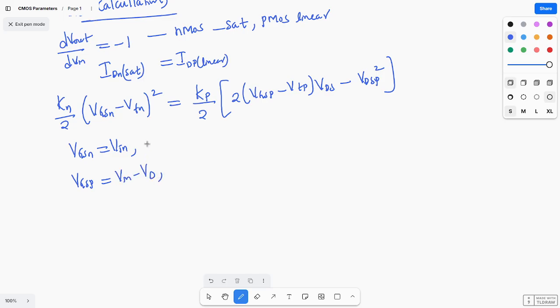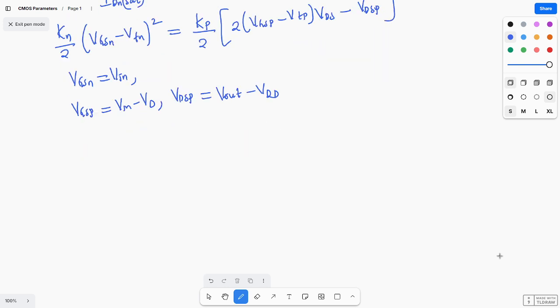And next, VDSP equal to what? VDSP equals Vout minus VDD. Vout minus VDD. Okay. So this I am going to substitute in the above equation. So if you substitute in the above equation, what are you getting?